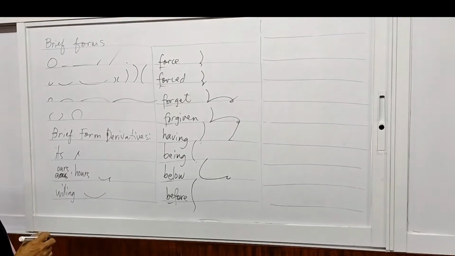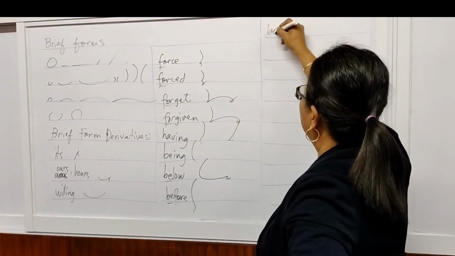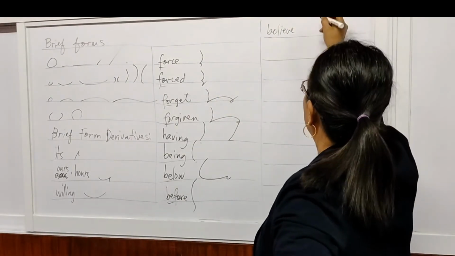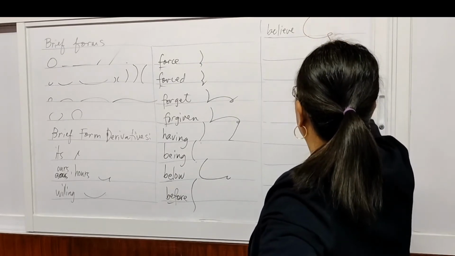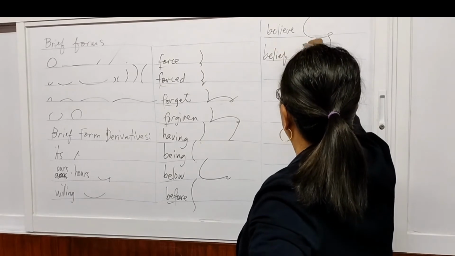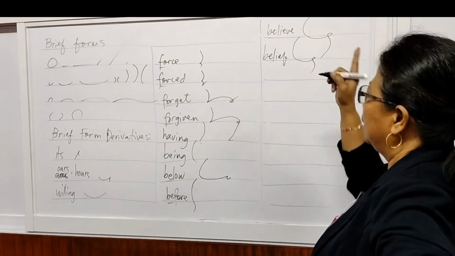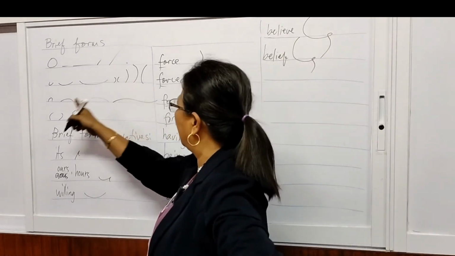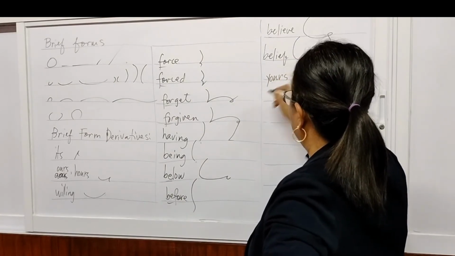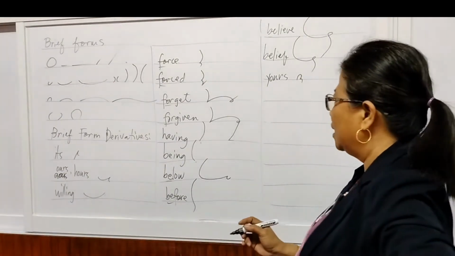We can still form others like believe. Believe, pwede po yun because there's a B. So B-L-E-V, puno. Then believe, B-L-E-F. So shorter. The F is shorter than the B. Then we can have yours. So your and S, we write your S. So that is yours.